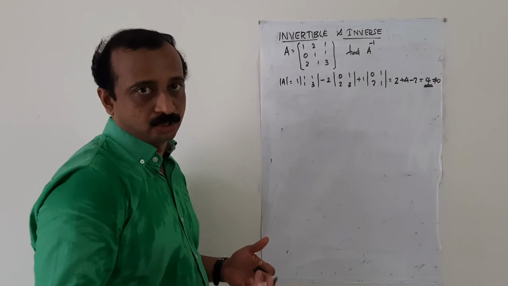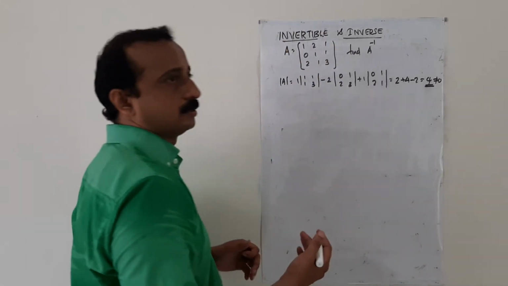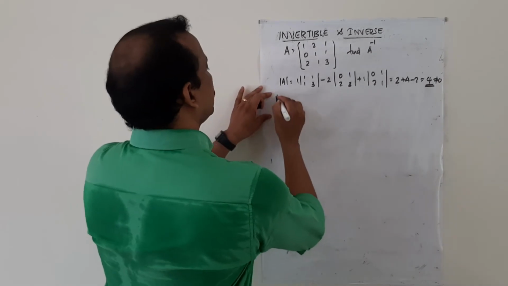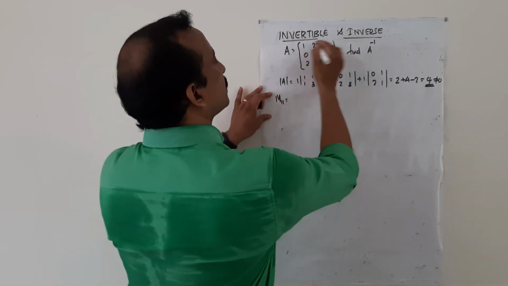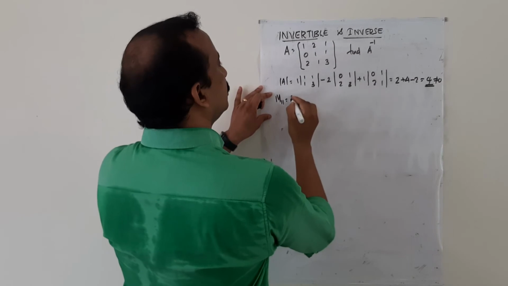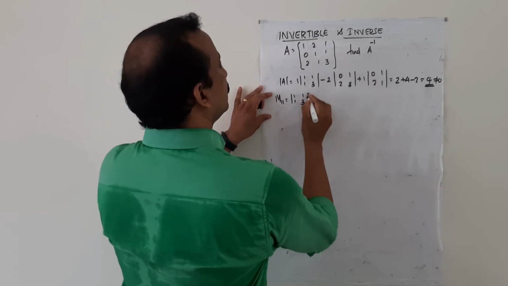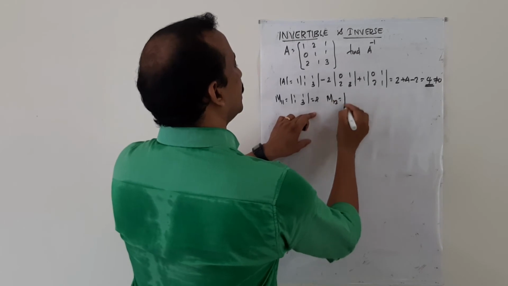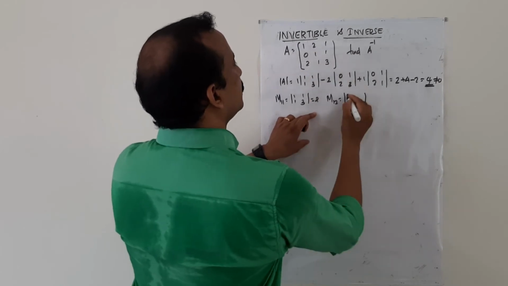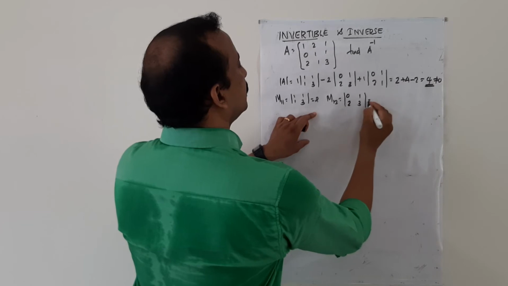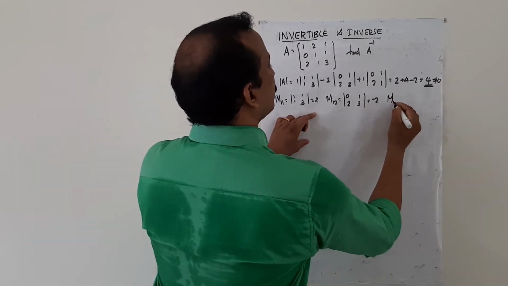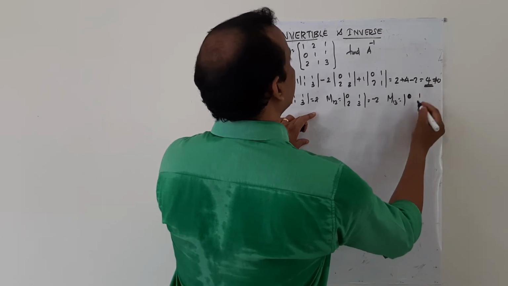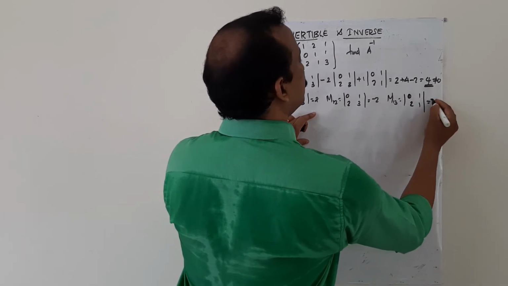Now we find the adjoint. How to find the adjoint? You already know minor and cofactor. First of all, we find the minors and cofactors. Minor M11 means delete the first row and first column, the balance is [1, 1; 1, 3], and the determinant value is 2. Then M12 means first row, second column, [0, 1; 2, 3], and the determinant value is minus 2. M13, first row third column, [0, 1; 2, 1], and the determinant value is minus 2.